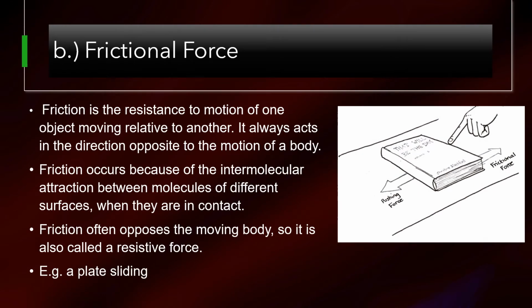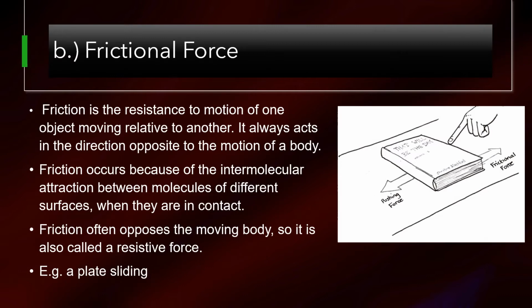Now let's look at frictional force. Friction is the resistance to motion of one object moving relative to another. It always acts in the direction opposite to the motion of a body. Friction occurs because of the intermolecular attraction between molecules of different surfaces when they are in contact.